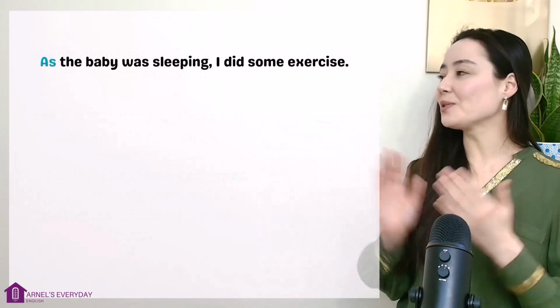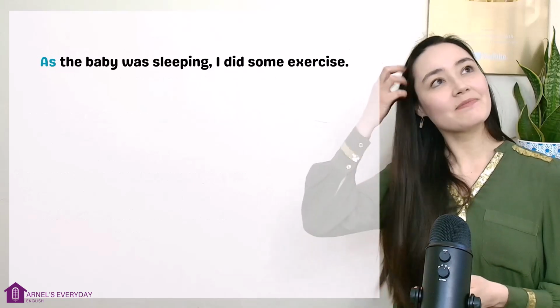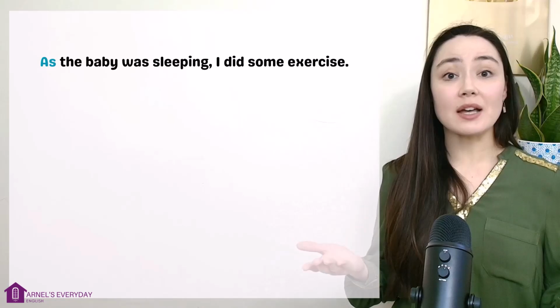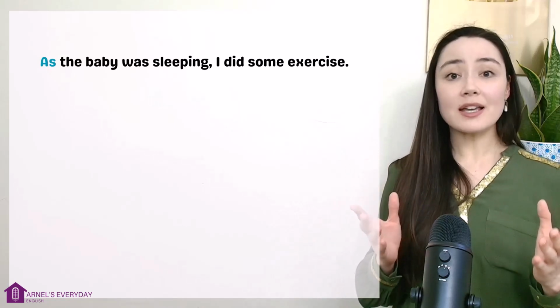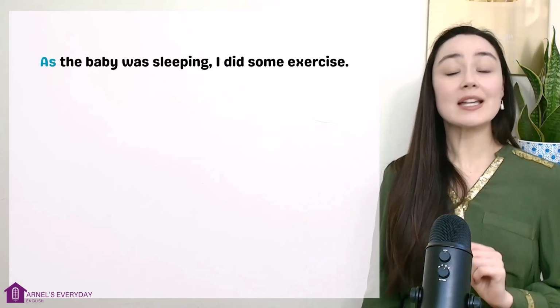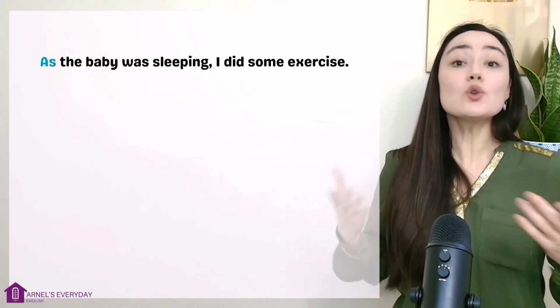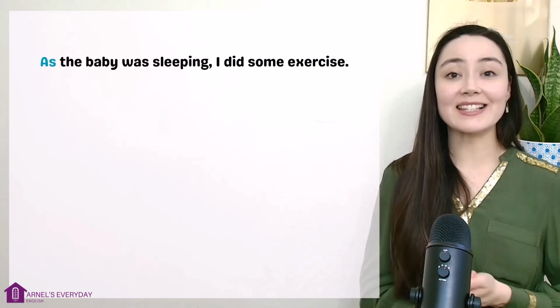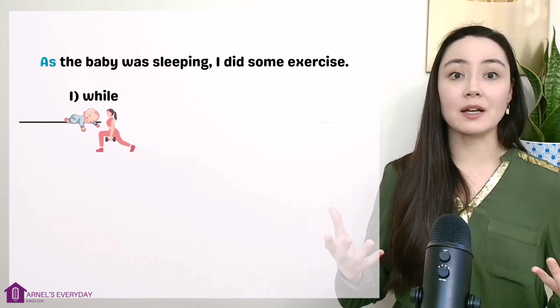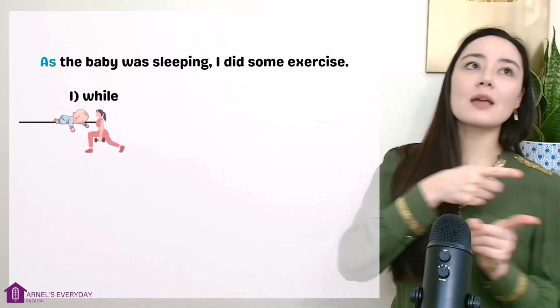Let's look at a new sentence. As the baby was sleeping, I did some exercise. This is where the context is important because this sentence can mean two different things. Two meanings we looked at in today's lesson. As the baby was sleeping can mean while the baby was sleeping. Two actions at the same time.